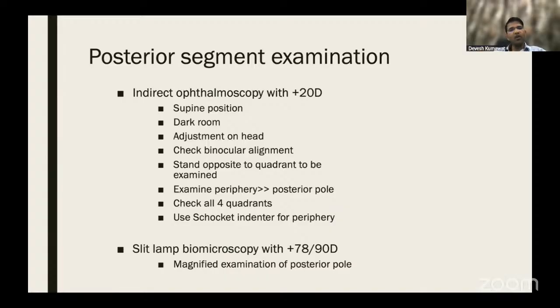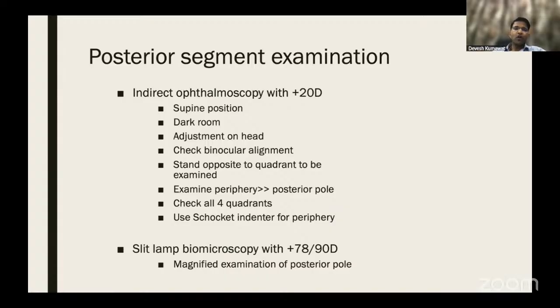Normally in the retinal examination, you start with examining the periphery first, because you don't want to cause any photophobia and glare to the patient, and then you come at the end to the posterior pole. But in a retinal detachment case, you can start with the posterior pole examination first, so that you know the extent and configuration of the retinal detachment, and accordingly you can look for the breaks in the periphery.